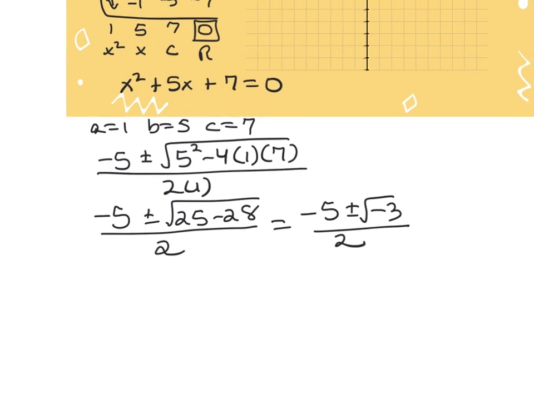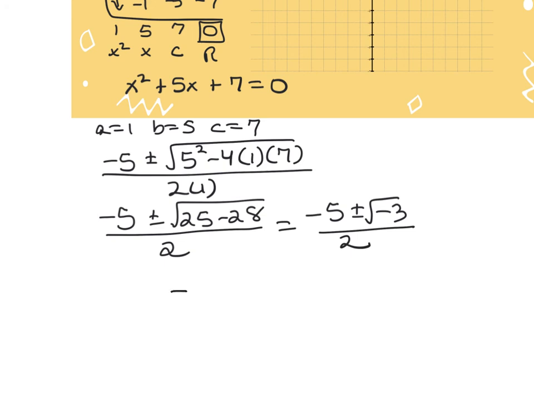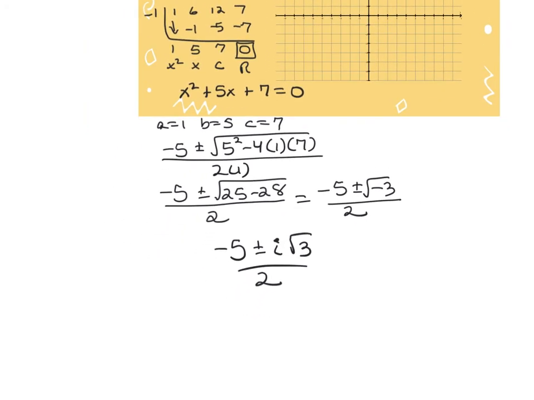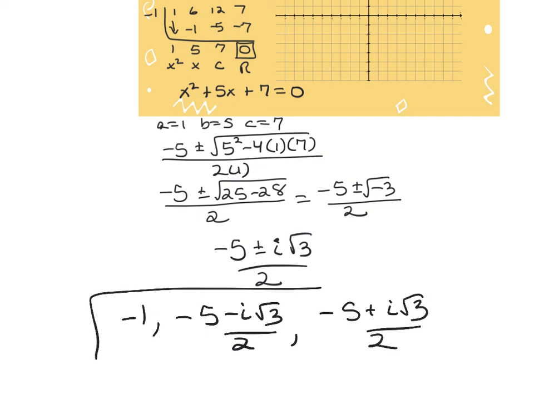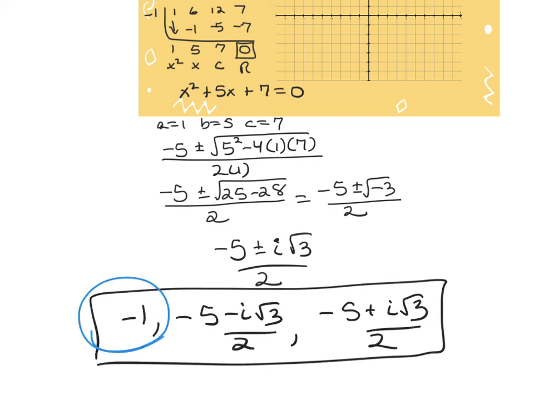And now I need to simplify the square root of negative 3, and it becomes negative 5 plus or minus i root 3 over 2. So your 3 zeros are at negative 1, negative 5 minus i root 3 over 2, and negative 5 plus i root 3 over 2. Just looking at the graph, you're going to think the only zero you have is negative 1, but you do have 2 imaginary zeros. You only have one x-intercept, and that's negative 1.